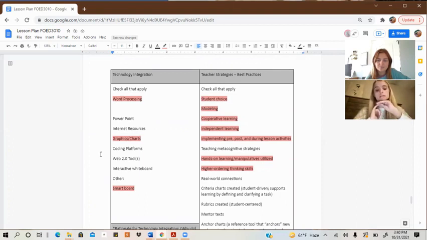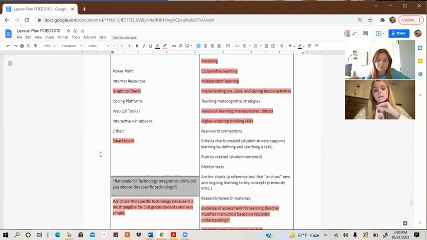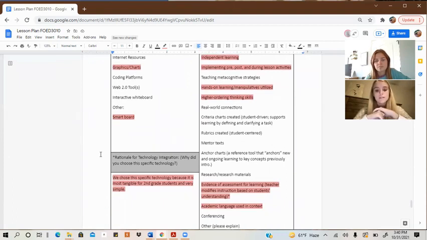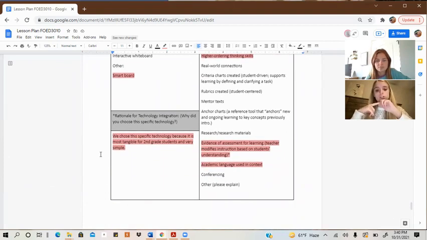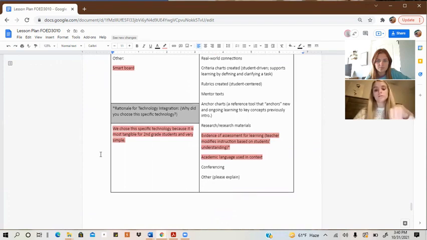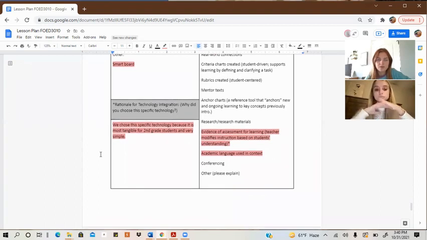Some teacher strategies we'll use are student choice, modeling, cooperative learning, independent learning, implementing pre, post, and during lesson activities, hands-on learning, manipulatives, and higher order thinking skills. Student choice and independent learning go hand in hand for this assignment. Some other ones we'll use are evidence of assessment for learning, which is when teachers' instruction is modified based on student understanding, and academic language using context. By using all these things, it incorporates lecture and student understanding as well as group work.